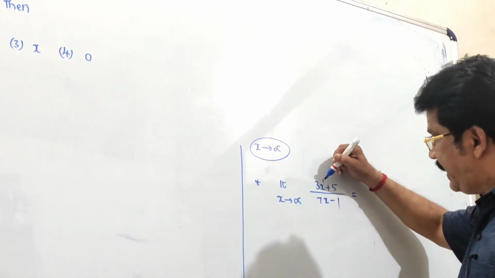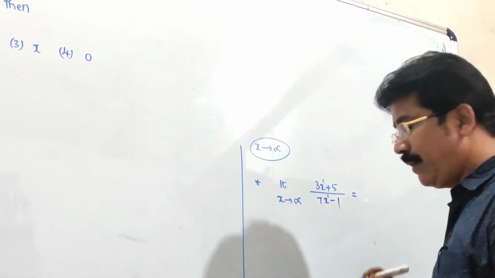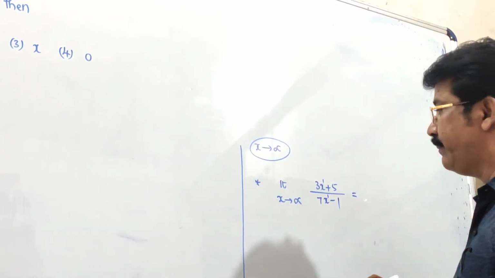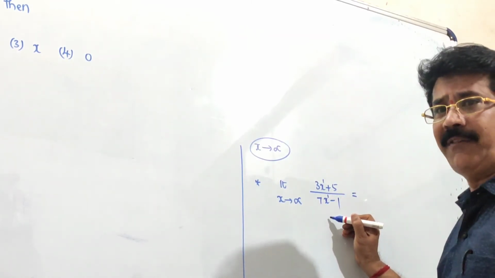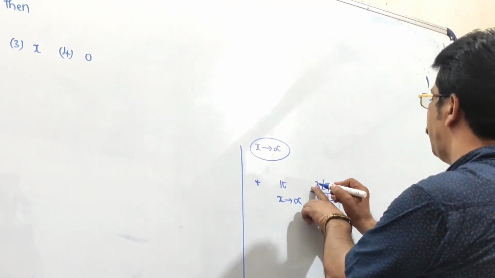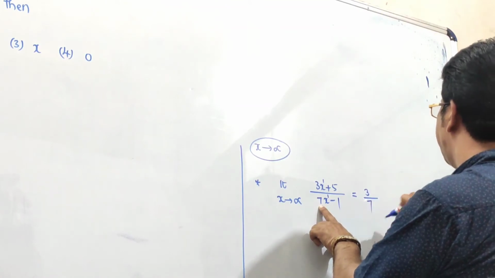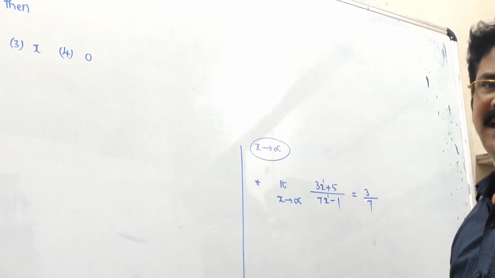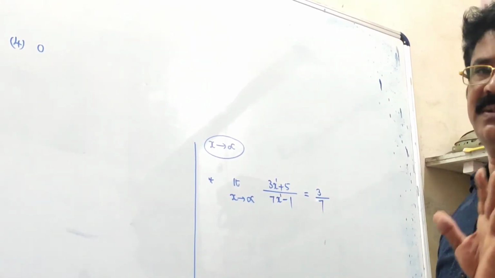Okay. What is the degree of numerator? 1. What is the degree of denominator? 1. Same. So the degree of numerator is same as the degree of denominator. In such a case, just you take x coefficient 3 divided by x coefficient 7, just like that. Understand? It is one beautiful shortcut in the limits topic.